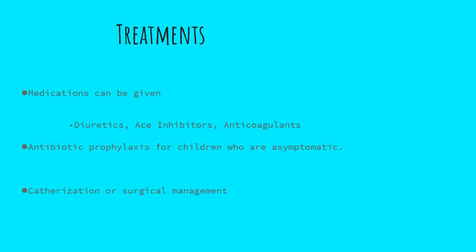Loop, thiazide, potassium-sparing diuretics, as well as afterload reducing agents like ACE inhibitors, angiotensin receptor blockers, beta blockers, calcium channel blockers, vasodilators, as well as digoxin may also be given. Anticoagulants may also be used in severe cases of ventricular dysfunction. A more aggressive treatment for severe patients may include catheterization or surgical management.